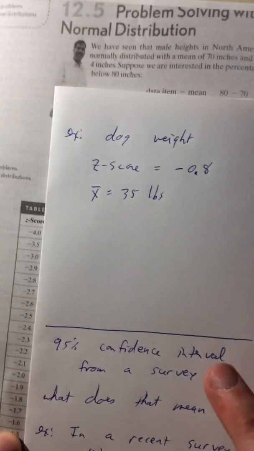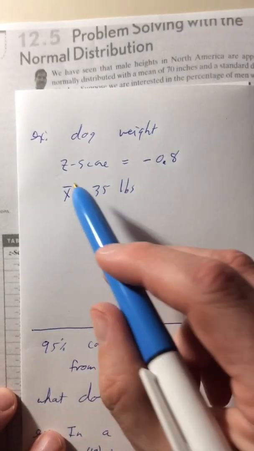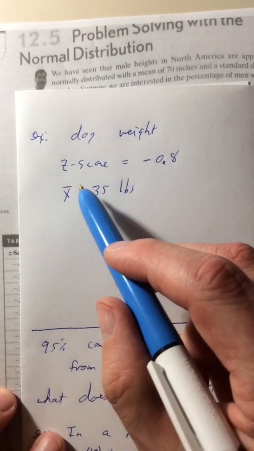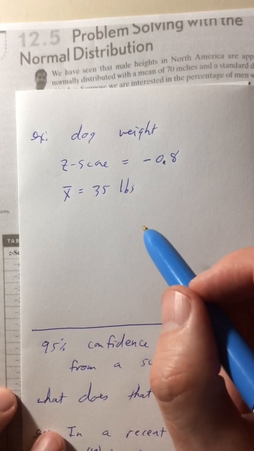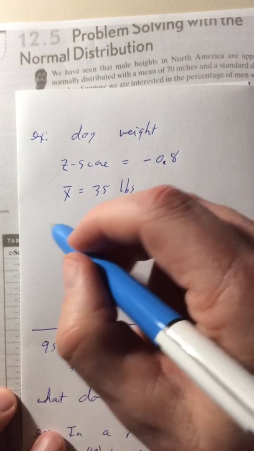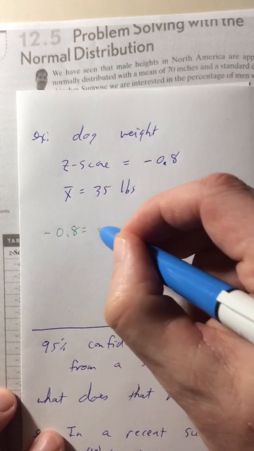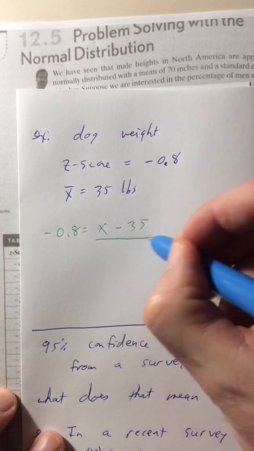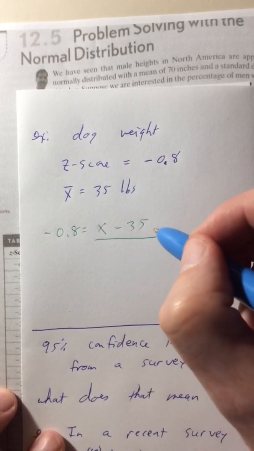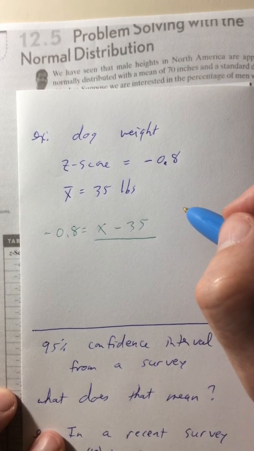Okay, so hopefully our dog is a little more fortunate than our girl that we just talked about. So we have a z-score that is negative 0.8. We know that the average is 35. We want to know how heavy this dog is. Well, let's figure it out. So negative 0.8 equals x, which we don't know, minus 35, that's the mean, and the standard deviation is, crap. I didn't give a standard deviation for this.